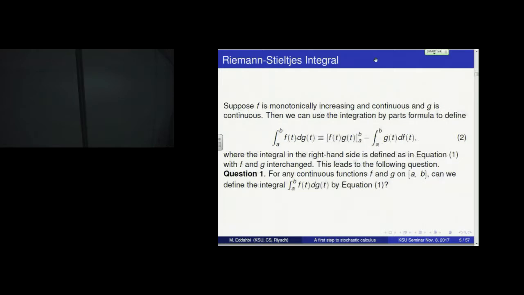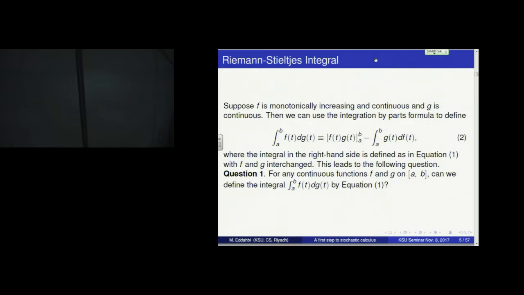Now, if the function f is monotonically increasing and g is only continuous, this has no meaning, because we have seen that in order for this object to have a meaning, g should be of finite variation, or a difference of two increasing functions. I define this, so I should put two dots here, as this symbol means that I put a definition.